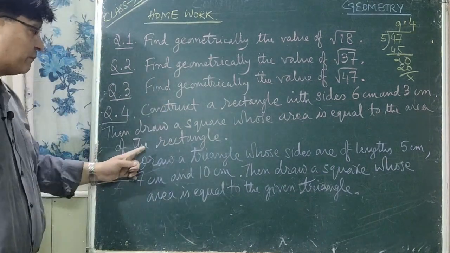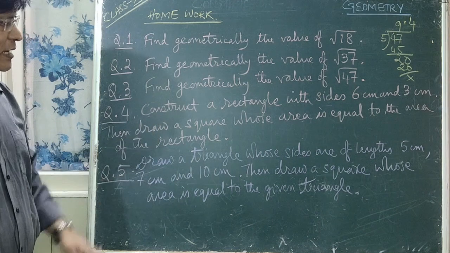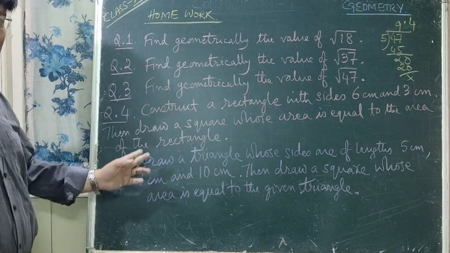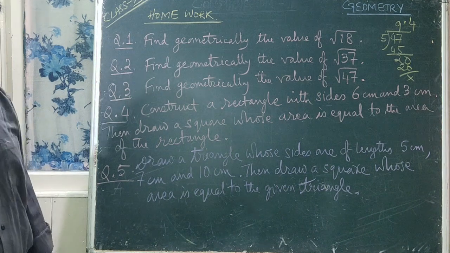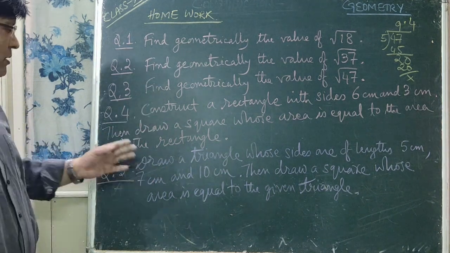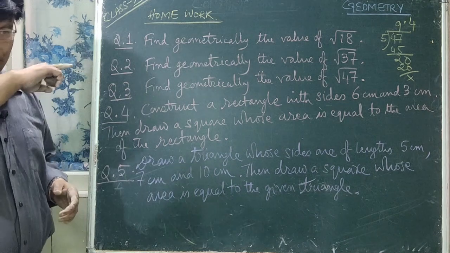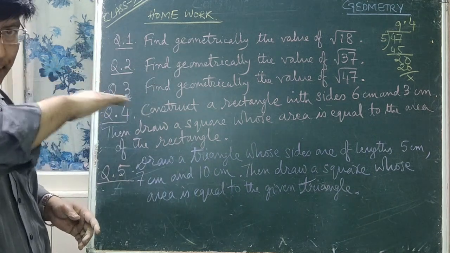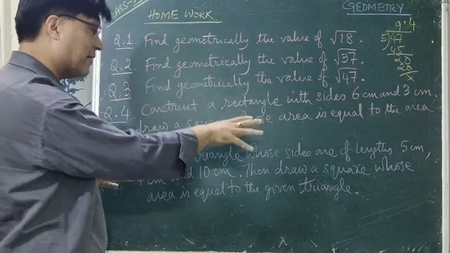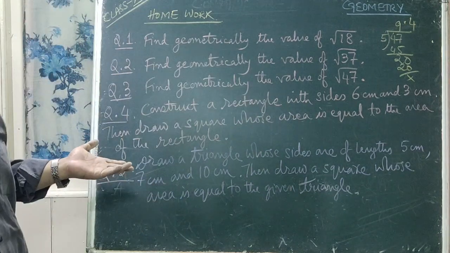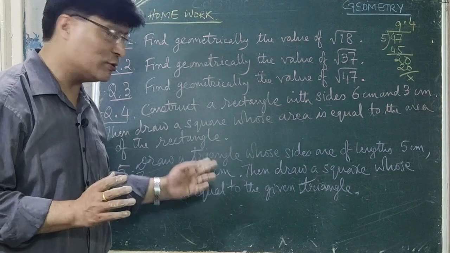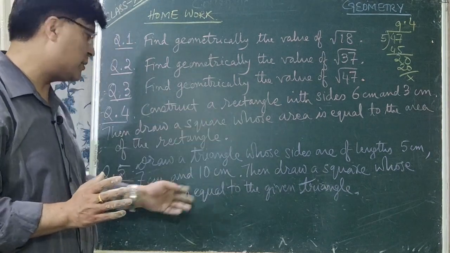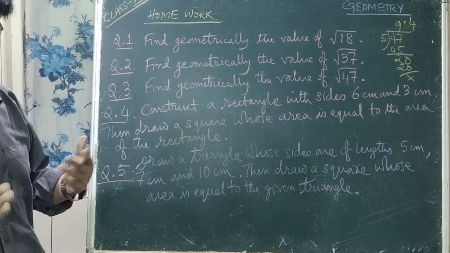Question number 5, you have to draw a triangle whose sides are of length 5 centimeters, 7 centimeter and 10 centimeter. First of all, you draw the longest side, 10 centimeter, as the base, then draw the two lengths 5 centimeter and 7 centimeter. You know how to draw a triangle, isn't it? So you can draw it.